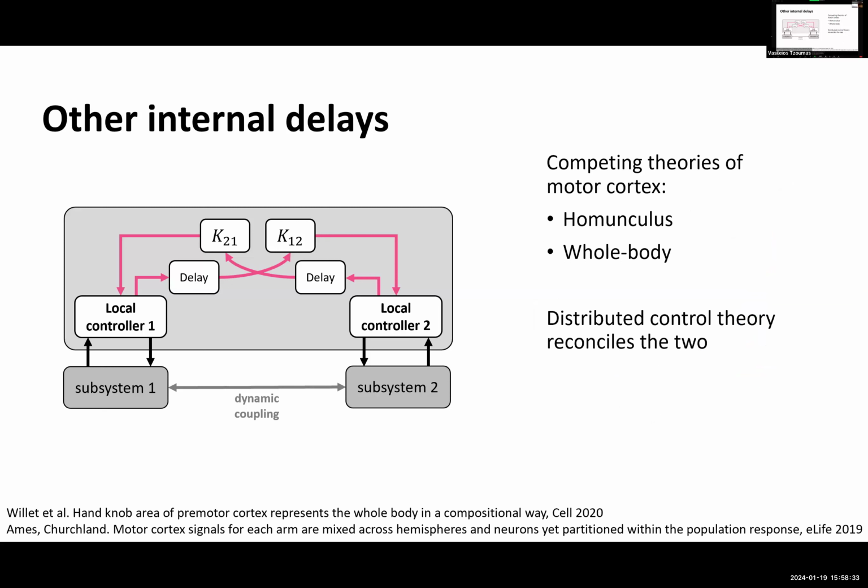And then you get papers that say the opposite: hand knob area of cortex represents the whole body in a compositional way, or motor signals for each arm are mixed across the hemispheres yet partitioned. So it's a mix, right? Is it a hand knob or is it not? Is it your whole body?